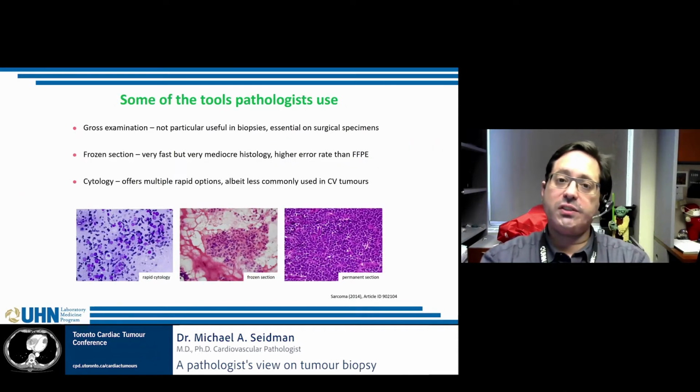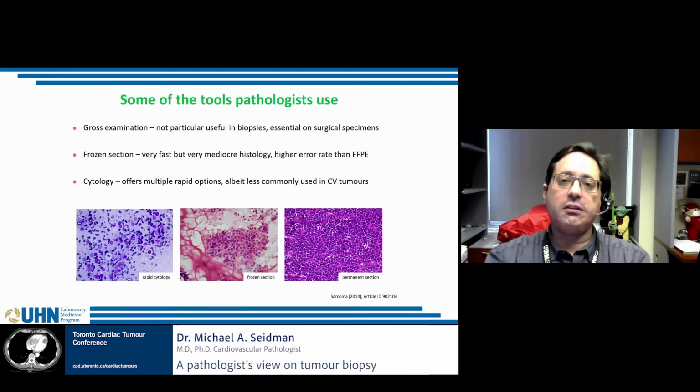So this raises the question of some of the tools we use. Obviously, for surgical specimens, the gross evaluation is key, particularly on cardiac specimens. Assessing orientation, what parts are included, where tumor extends can be very valuable for future planning. Although on biopsies, the gross is usually not all that useful. We can comment on the color, which sometimes is helpful, sometimes not, and the size.